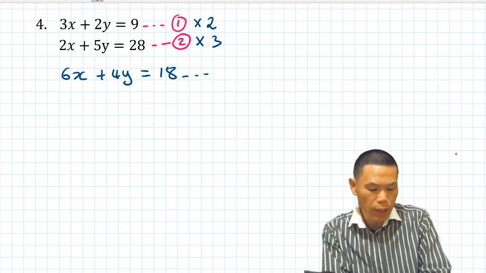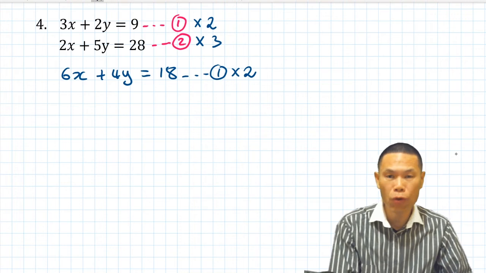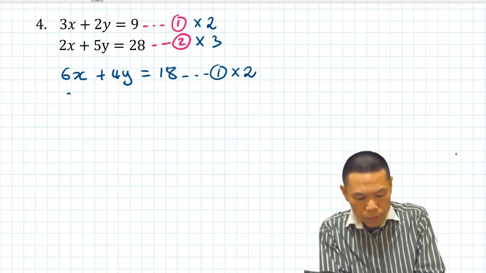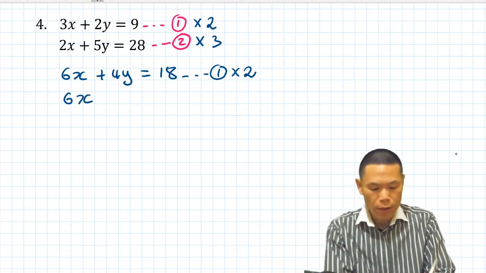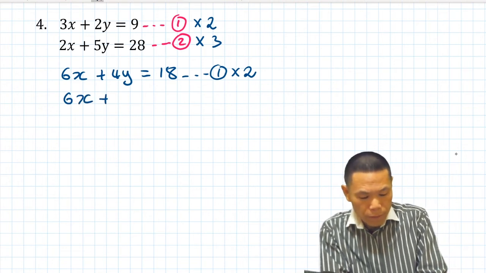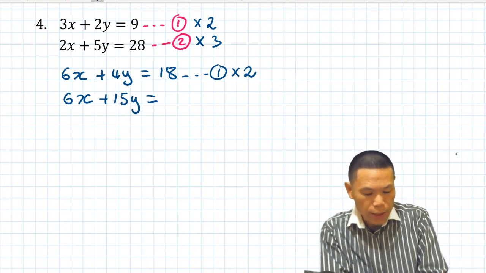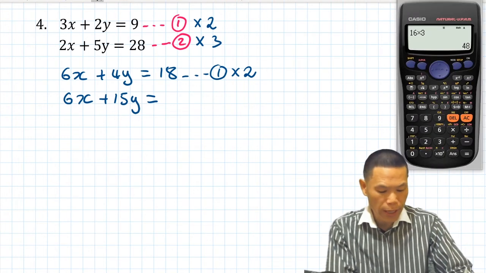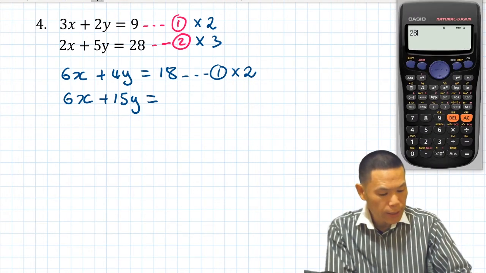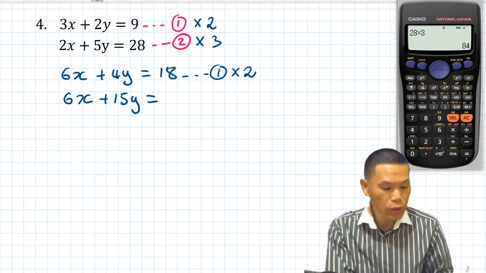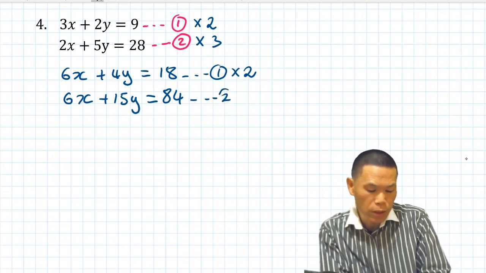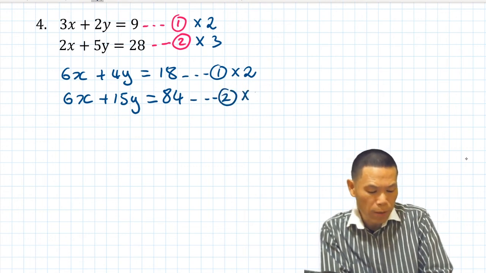And of course I have to name this equation number 1. You times this by 2, that's where it's coming from. And the second equation I times by 3. So 2 times 3 is 6, so 6x. 5 times 3 is 15, so that is 15y. And 28 times 3 is 84. Otherwise, you can just use your calculator, so 28 times 3, which is 84. So I just write 84 down. And of course, equation number 2, I multiply by 3.